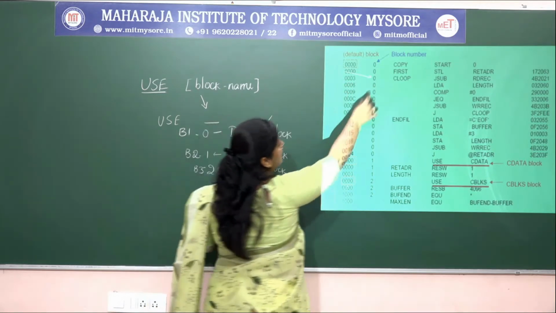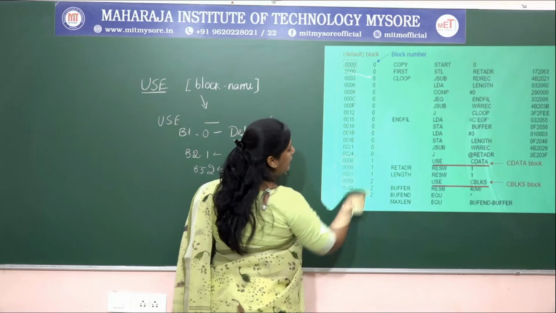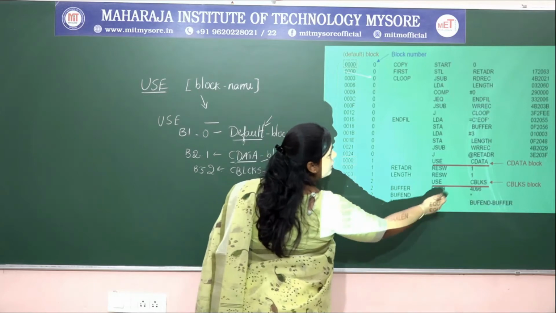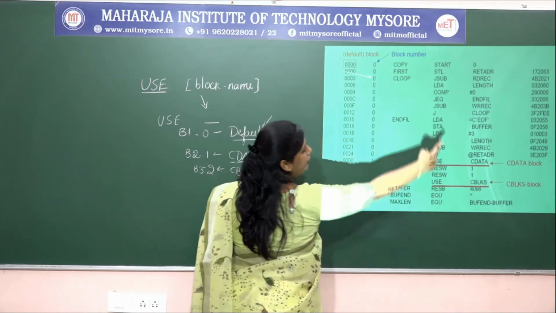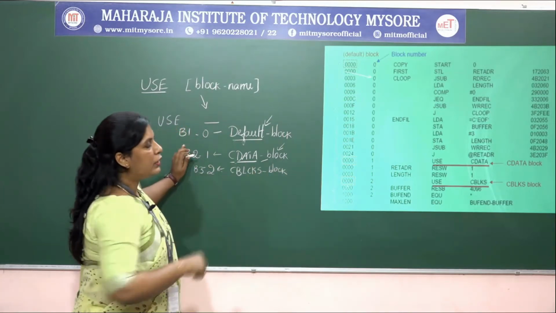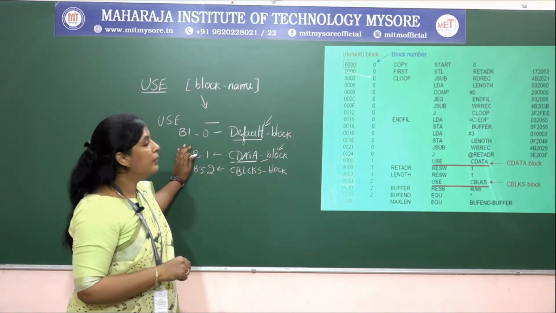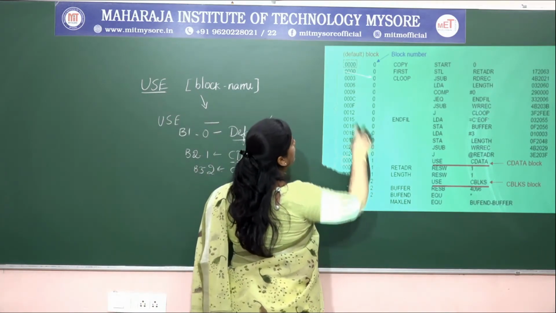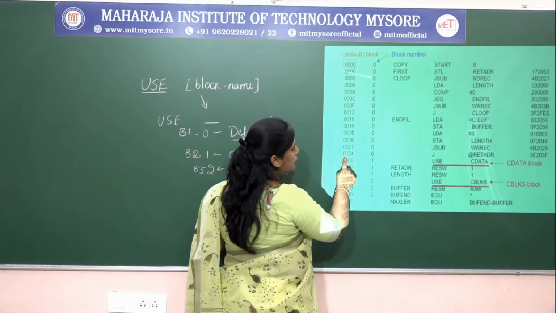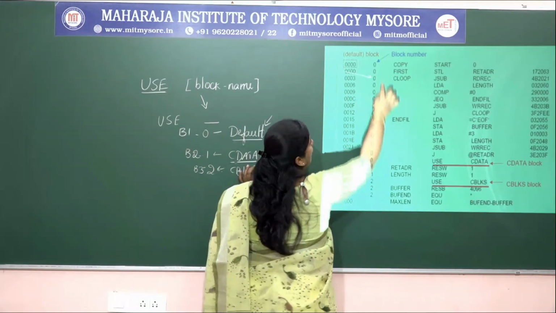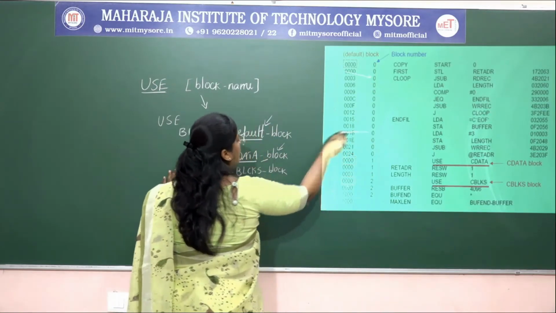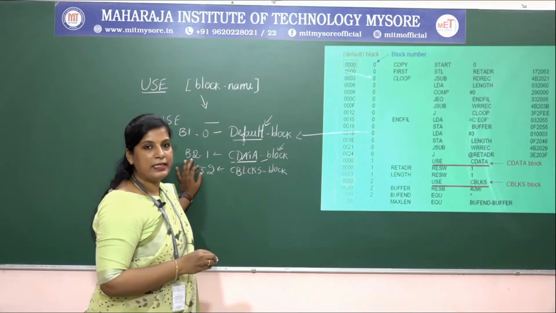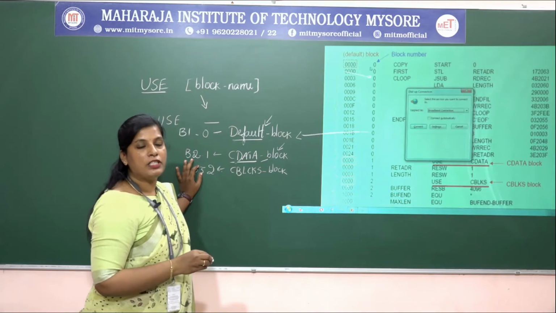You can observe that the second column is the block number which we are using here, followed by the label field, the mnemonic instruction field, the data field, and the object code generated for that particular program. The instructions from memory location 0000 to 0024 belong to block number 0. What is block number 0? It is the default block, which has all the entries of the instructions present in that program.